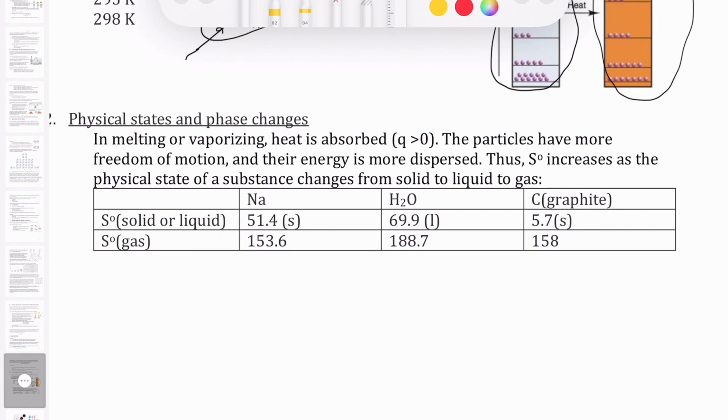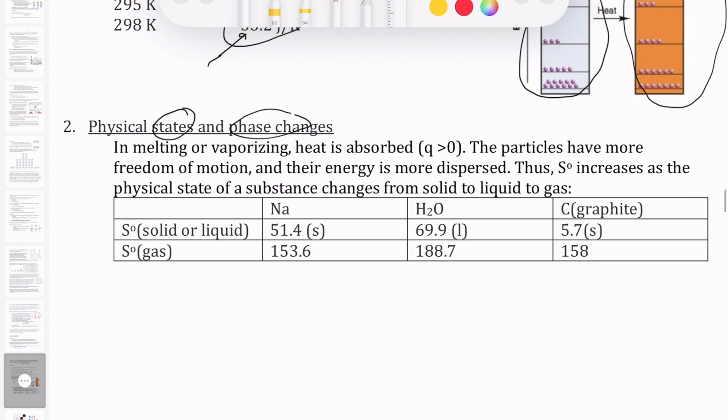The other properties that are related to entropy changes are physical states as well as phase changes. Okay, so if you look here, we talked about this before also, that as you go into the more free state, which is the less ordered state, like the gas state, there's going to be higher entropy, whereas when you're in the more organized state, more ordered state, which is the solid state, you're going to have a lower entropy. We can actually see this with several examples.